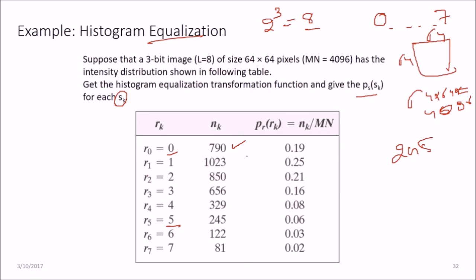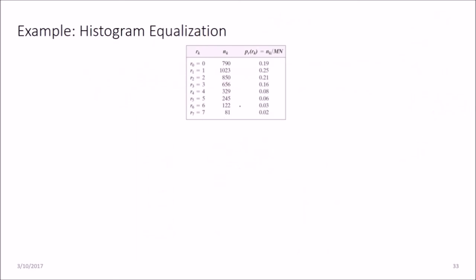So what we are going to do? We will perform this action: 790 by 4096. So what will be? 0.19. Again, for this one, 1023 by 4096. This will be 0.25. And we'll do it for every number here. This is the final number, right? Then, this we have achieved.